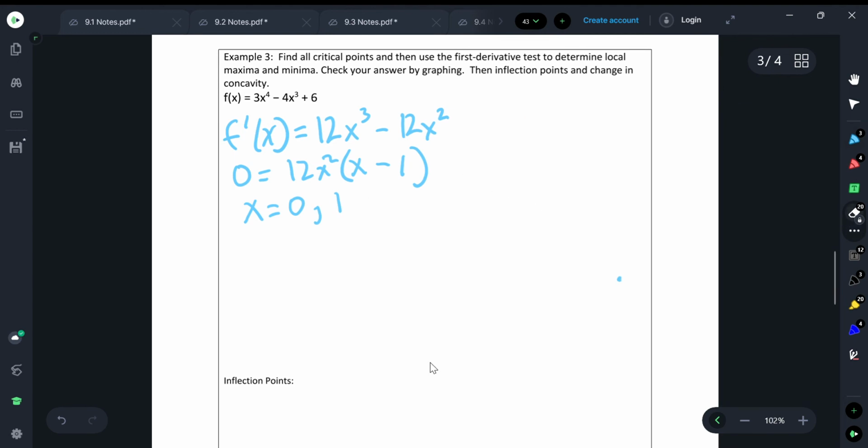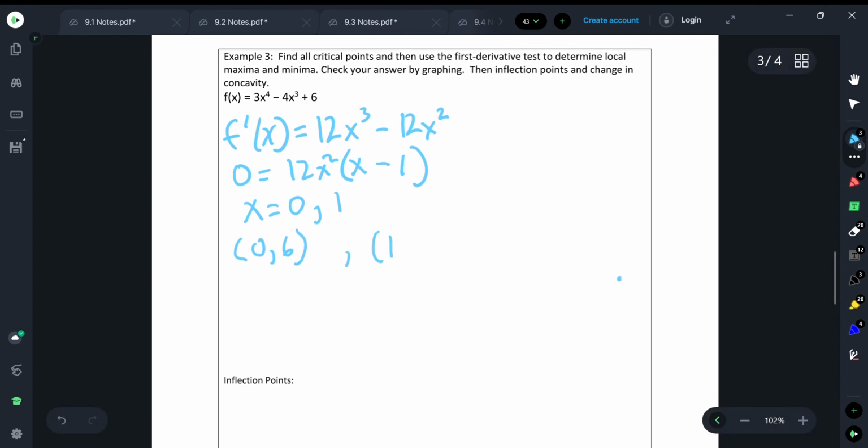So these are my critical values. If I want to find the critical points, I put them back in. So let's just do that. I know that this is going to be 0. When I put 0 into the original function to get the actual points, I'm going to have 0 and 6, right? Because 0, 0. All right.